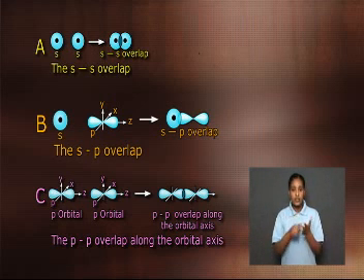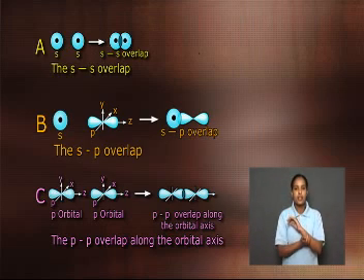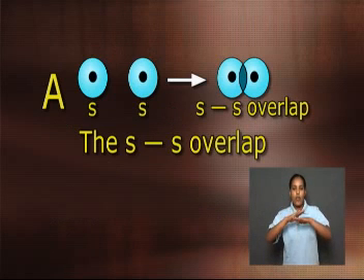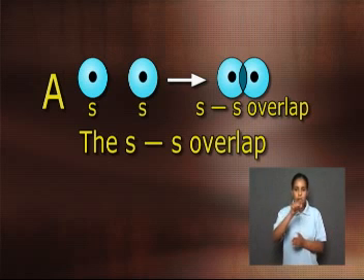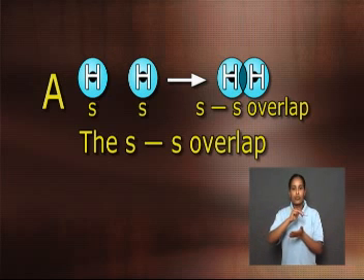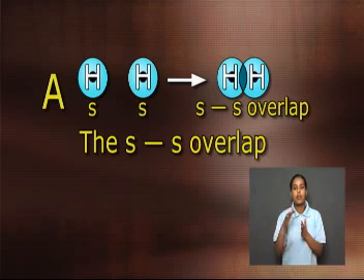These are the three basic atomic orbital overlaps. In image A, you can see the ss type overlap, in which the half-filled s orbitals of two atoms overlap. Hydrogen molecules, for example, display this type of orbital overlap.